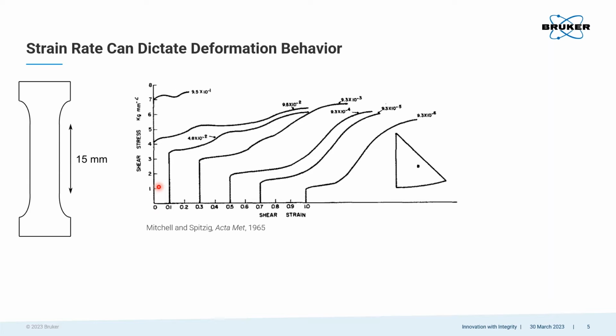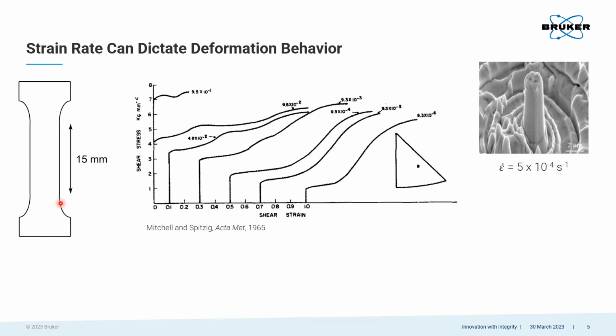But the issue with doing tests like this is that we have very large scale specimens, so we don't have any site specificity in measurement of mechanical properties. So in the last 20 years or so, we've moved to microscale testing using uniaxial compression of things like micropillars, where we can do the same types of experiments.